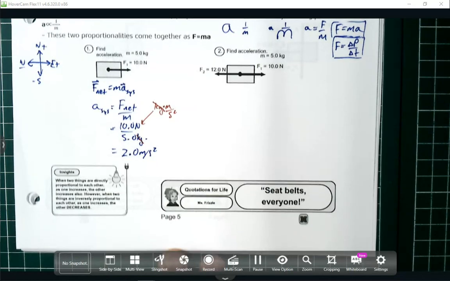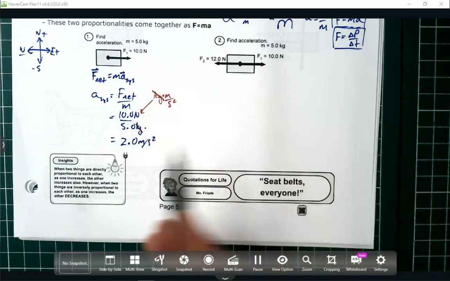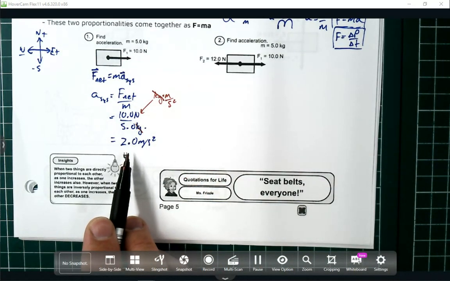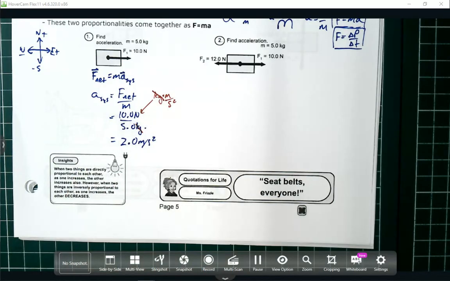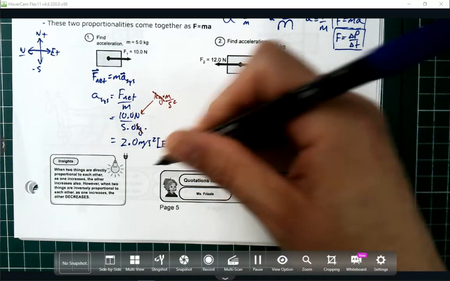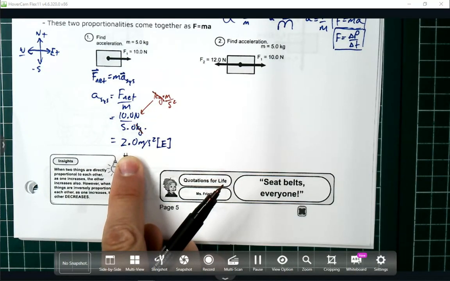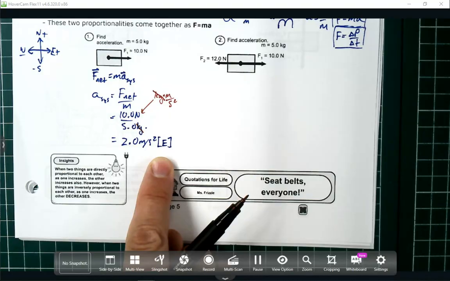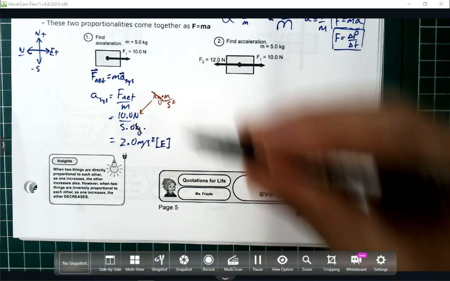Now, for lack of space, since this answer is positive, and since the acceleration gets its directionality from the net force, if the net force was towards the east, then the acceleration is going to be east. So I kind of did two steps in one there. I rounded to 2 sig figs, and I applied the positive answer as east, just really to save space.